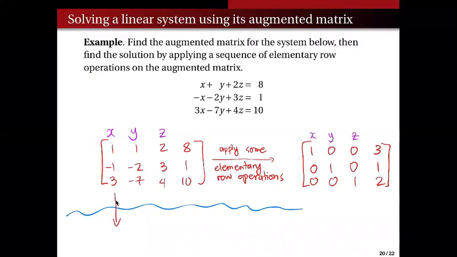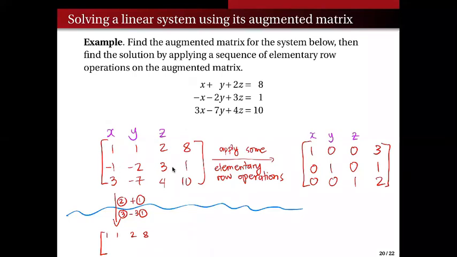Step 4, it's row 2. So we will replace row 2 by row 2 plus row 1. We will replace row 3 by row 3 minus 3 row 1. So what will happen to the matrix? We are not changing row 1, so we'll just copy it. 1, 1, 2, 8.